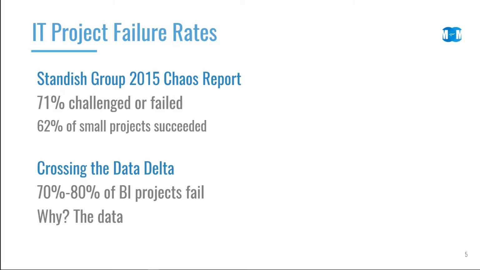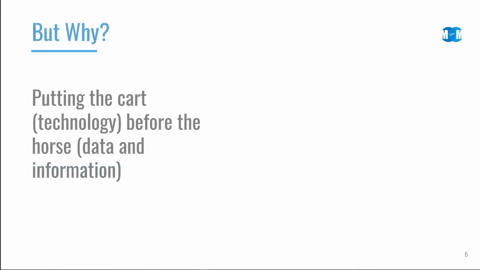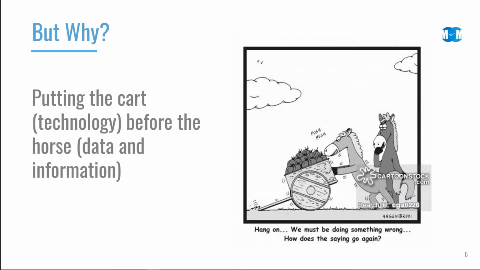So there's a few takeaways here. First, small projects are more successful, pointing to the value of incremental change. Now, Insight plays a key role in the ability to identify small areas of large potential impact. Two, a big factor in failure is data, which is where Insight really goes to work. But why so much failure? Mainly projects fail because we get the cart before the horse. Cart being technology and the horse being the data.